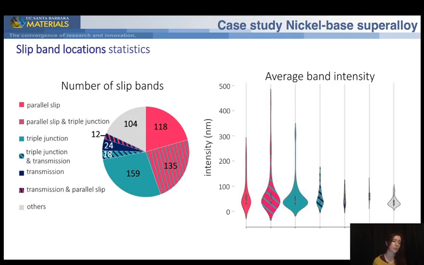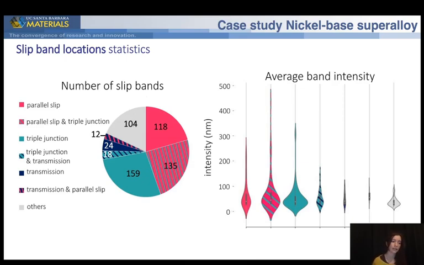In the end, when you've considered all possible combinations of the three specific configurations we had observed manually, only very few slip bands remain that are in none of these configurations. And this is the gray sector on the plot.